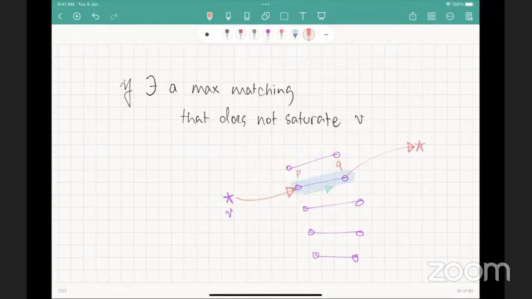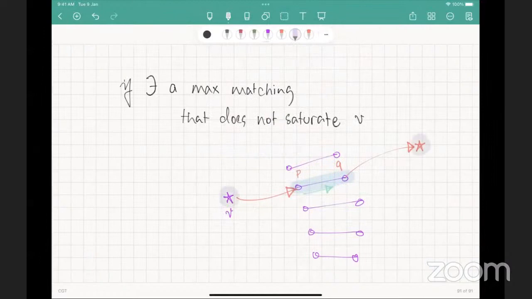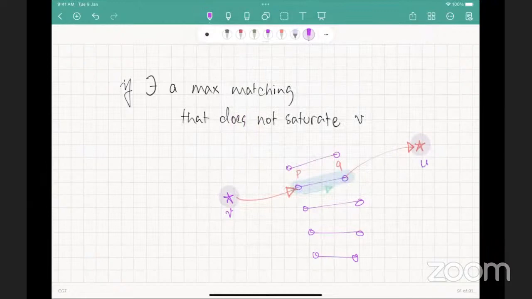The reason this cannot happen is because, notice that this basically gives you, again, an alternating path. By an alternating path, I mean a path where the edges alternate between matching and non-matching edges. But in this case, the alternating path begins and ends at two unsaturated vertices, right? So we have V on the one hand, and let's say this is some vertex U.